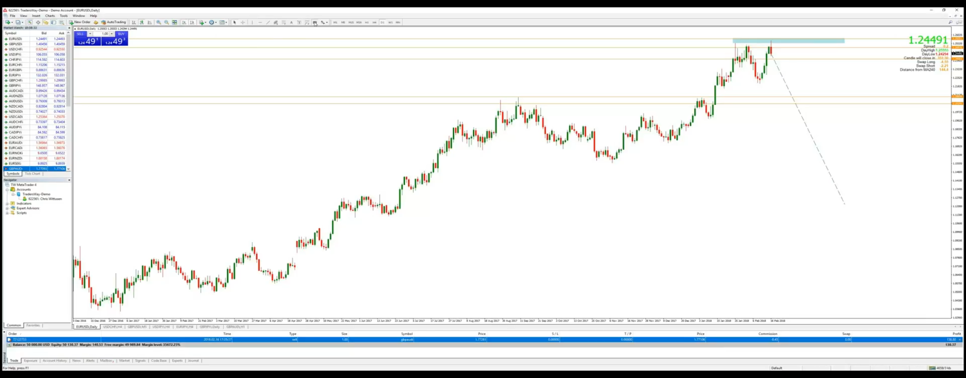There are several liquidity pools resting here. One is here. There's another one down here. And finally, the big payday is down here. So that's firmly what I believe. And again, I could be wrong.